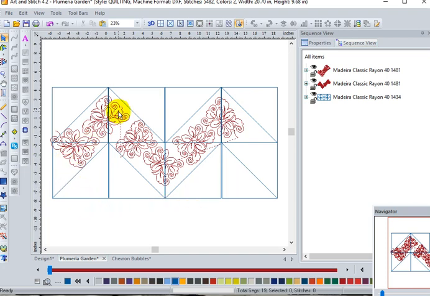Now the red flower is the quilting pattern that I used. I think this is Plumeria Garden from Stonehouse Quilts. And I did some resizing and skewing of this design to get this layout. So this is not the exact file that I used, but it'll give you an idea of how I manipulated that design into the chevron form.